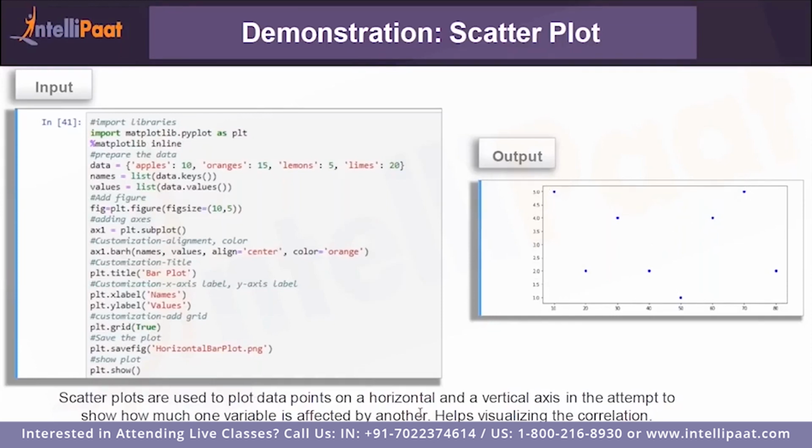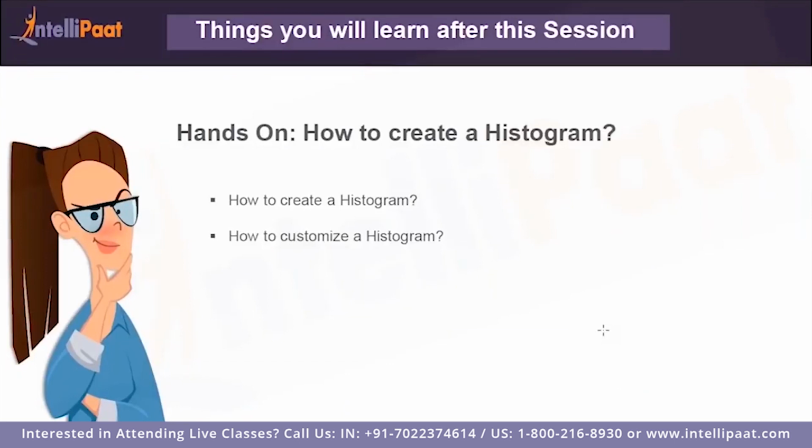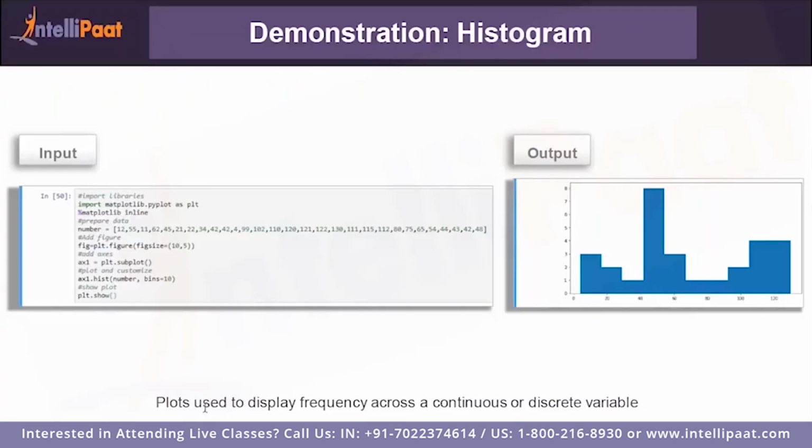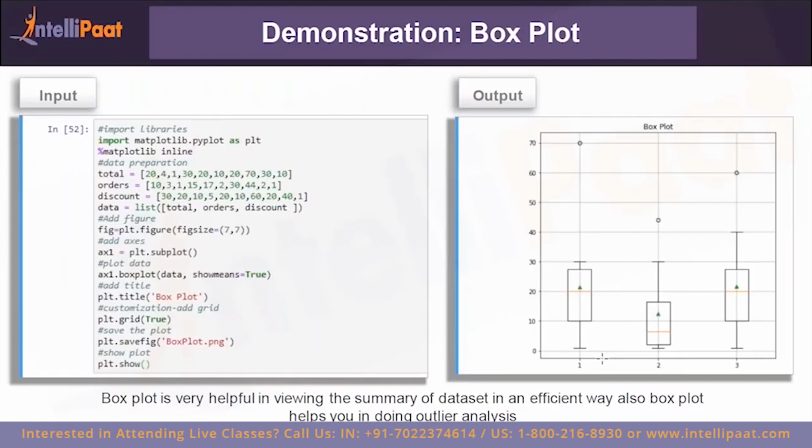I have told this, but it is written beautifully here, so that's why I am just covering it. The sentences are good here. Okay, histogram I explained: a plot used to display frequency across a continuous or discrete variable, which I already discussed. Box and violin plots also show summary statistics and are an efficient way to do so.